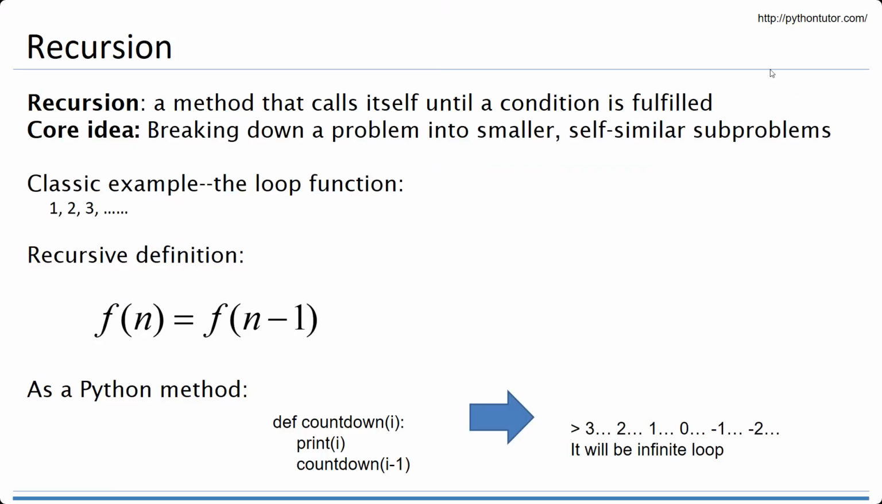First, recursive. So what is recursive? In some cases, you can see the literatures mention about recursion. Recursion, they are the same. We call it recursion. It is a method that calls itself until a condition is fulfilled.